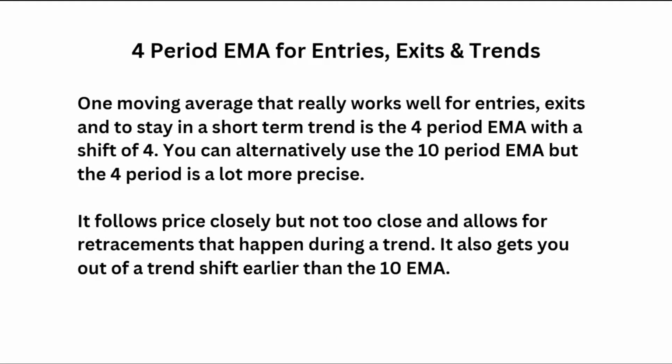The 4-period EMA for entries, exits, and trends. One moving average that really works well for entries, exits, and to stay in a short-term trend is the 4-period EMA with a shift of 4. You can alternatively use the 10-period EMA, but the 4-period is a lot more precise. On the 10-period EMA, you wouldn't add a shift feature. The 4-period follows price closely, but not too close, and allows for retracements that happen during a trend. It also gets you out of a trend shift earlier than the 10 EMA.